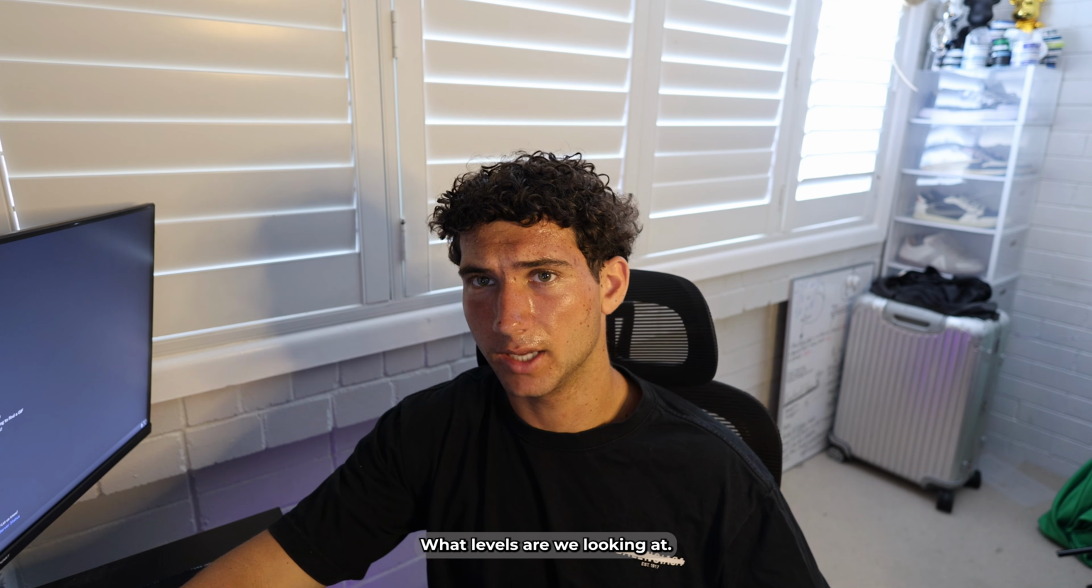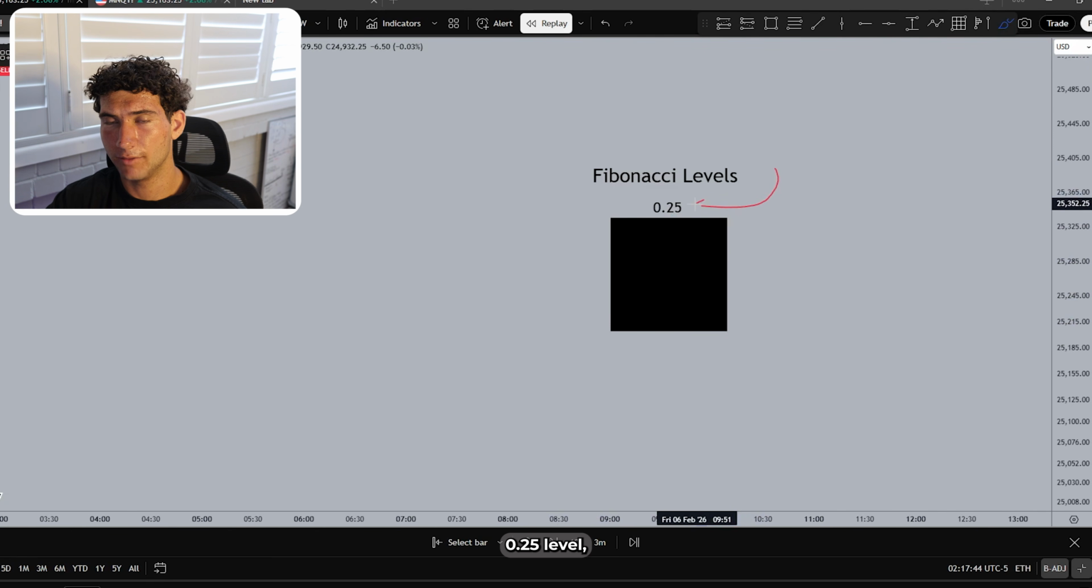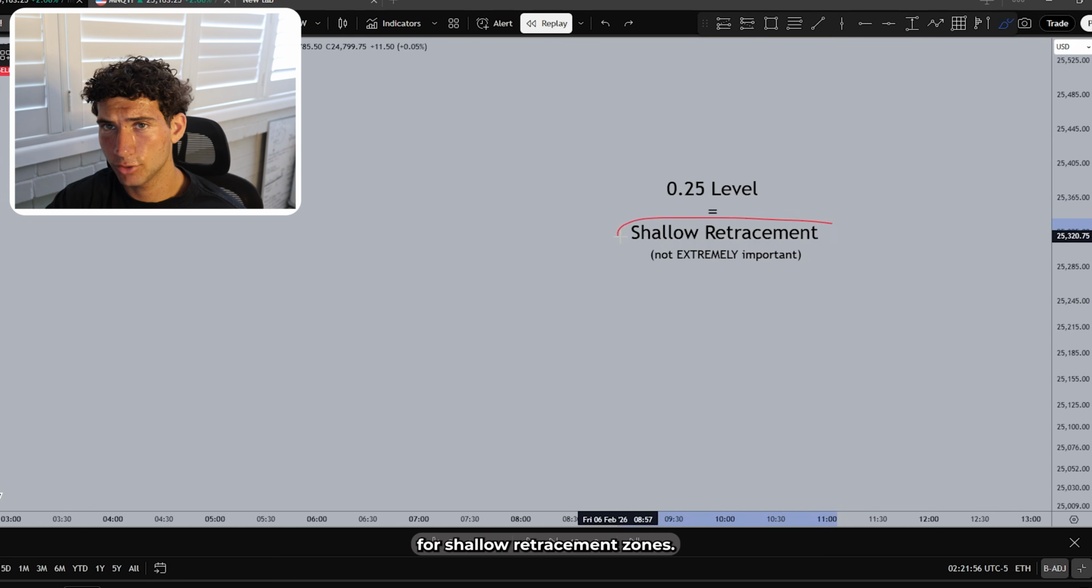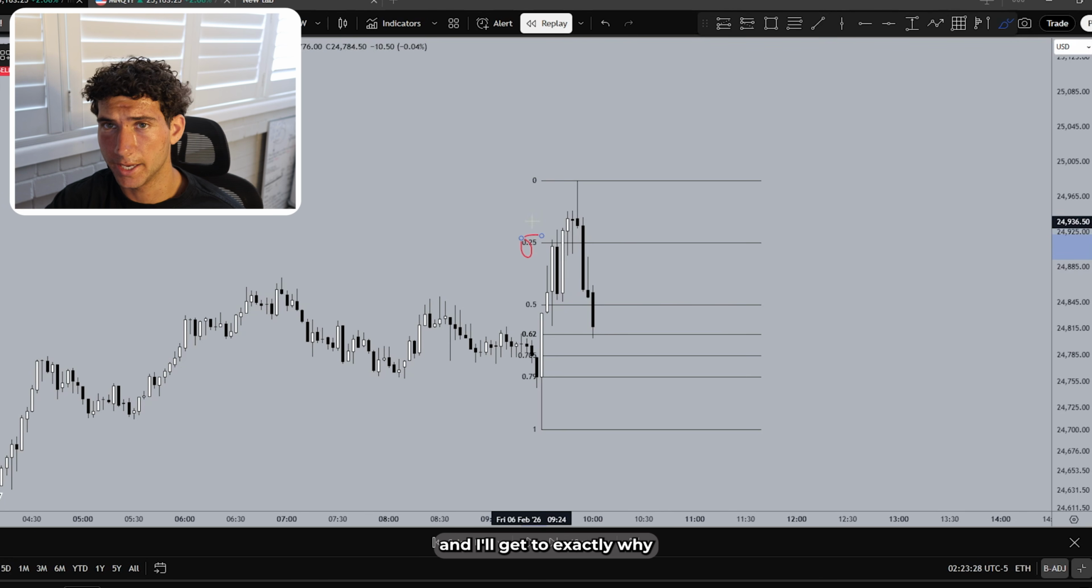What levels are we looking at? The levels I personally like to use are the 0.25 level, which is usually used for shallow retracement zones. I don't treat these with much power, and I'll get to exactly why in just a second.